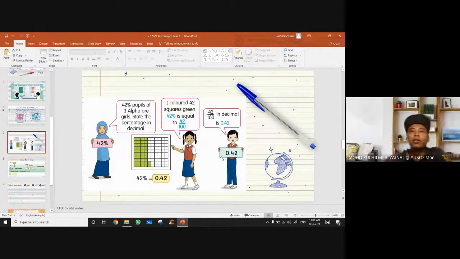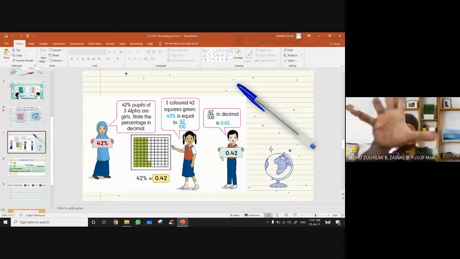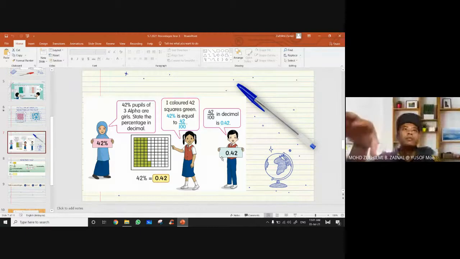Okay, 42% of people of 3 alpha are girls. Okay, and this is what I get from the textbook. Kalau soalan macam ni, don't worry. So 42% of people in 3 alpha are girls. State the percentage in decimal.